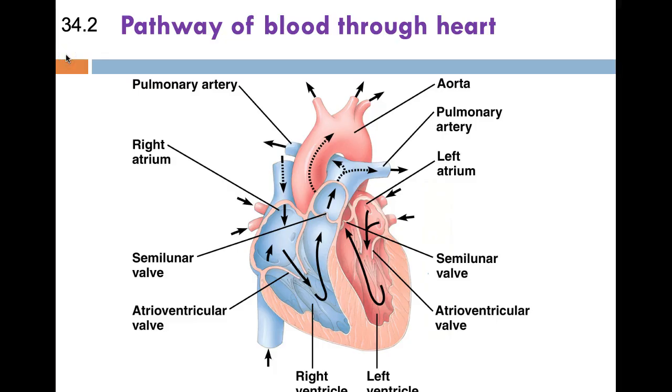The second section of Chapter 34 follows the pathway of blood through the heart. Before we get into the details about the actual pathway, you need to be familiar with the anatomy of the heart. And when I refer to the right-hand side versus the left-hand side, how it's actually opposite. So looking at the picture of the heart, you'll notice that the right atrium is on the left-hand side of the screen, and the left atrium is on the right-hand side of the screen.